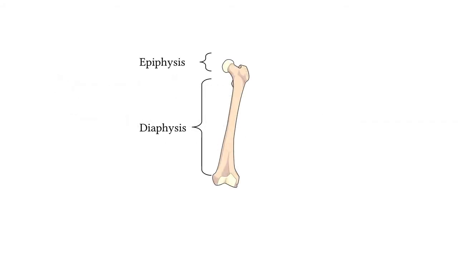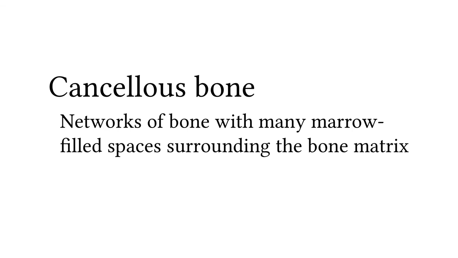The epiphysis is at the end of the bone. It's made primarily of cancellous bone, sometimes called spongy bone. Cancellous bone is comprised of networks of bone with many marrow-filled spaces surrounding the bone matrix. It looks kind of lattice-like with lots of spaces in it.